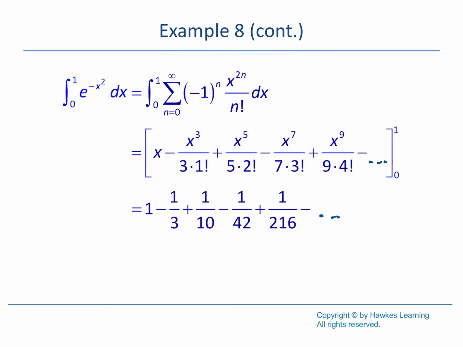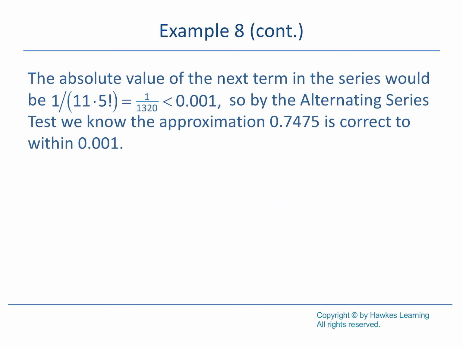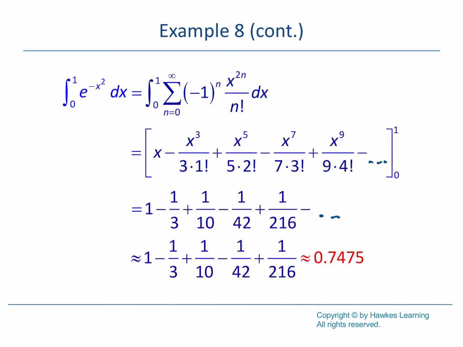So this is what the first 5 terms look like. And since it's an alternating series, we know that we can stop there because we're within 1/1000th. The next term is 1 over 1,320. So we're within 1/1000th of the actual answer just by looking at the first 5 terms of that Taylor series. That's pretty cool. That was a very fast way to determine a good approximation for that non-elementary integral.